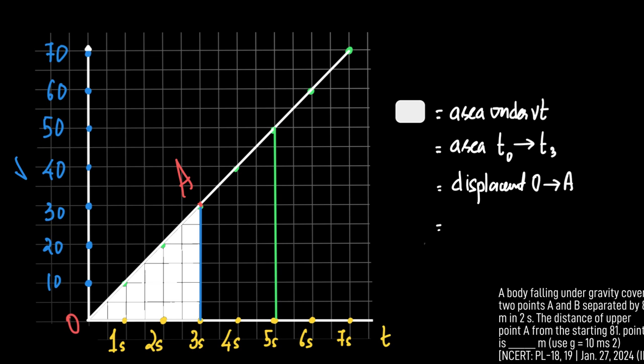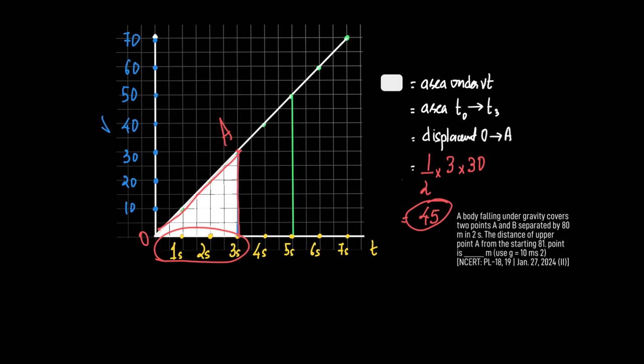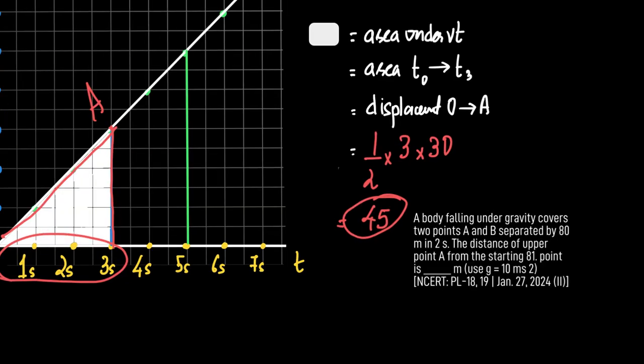Now, what is displacement from O to A? It would be the area under the graph, which is half times the base. How long is the base? The base is 3. Half times 3. And what is the height? The height is this much, which is 30. So half times 3 times 30, which is half times 90, which is equal to 45. And if OA is equal to 45, what is it that we've been asked to find out? The distance of point A from the starting point is 45 meters.